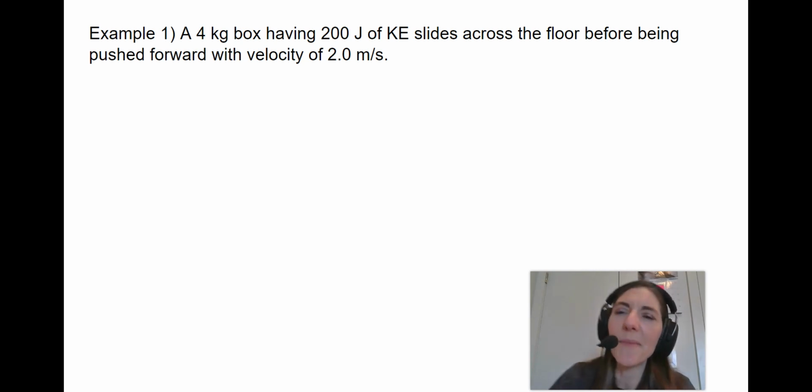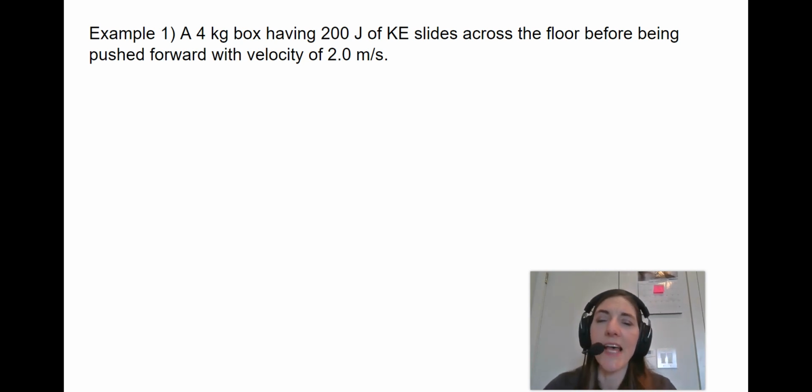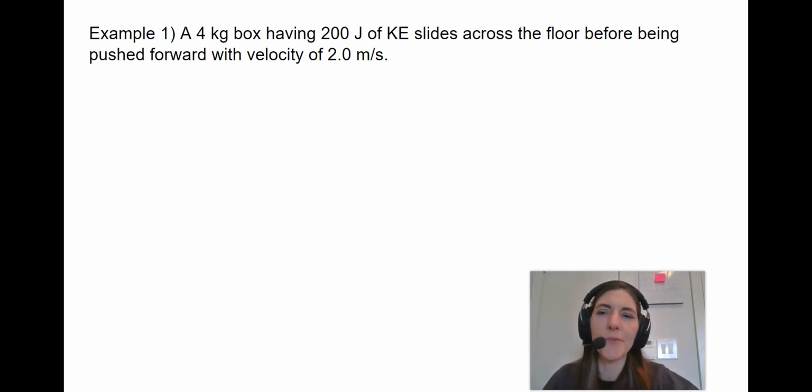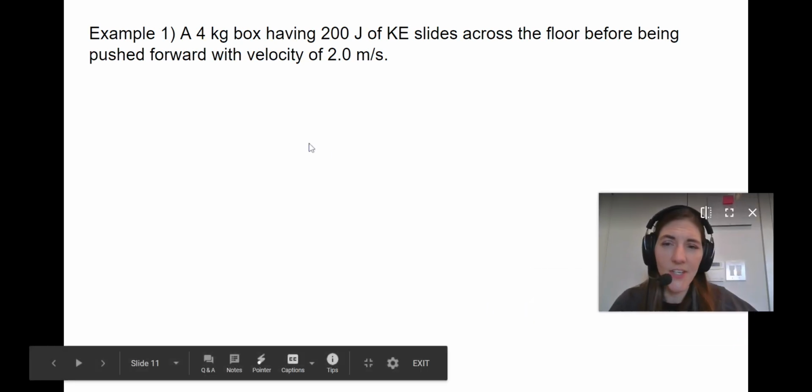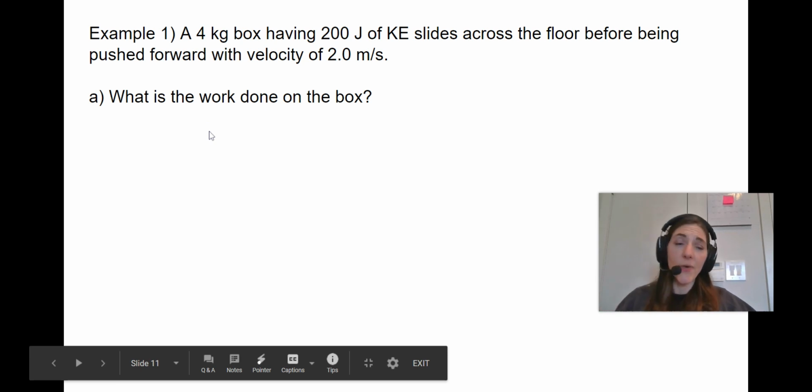Okay, so example one. A 4 kilogram box having 200 joules of kinetic energy initially slides across the floor before being pushed forward with a velocity of 2 meters per second. Okay, so let's figure this out. What is the work done on the box?